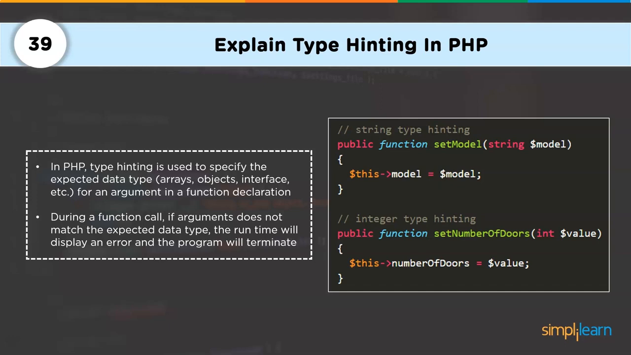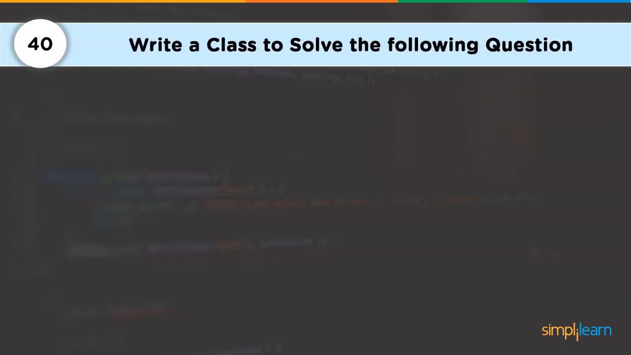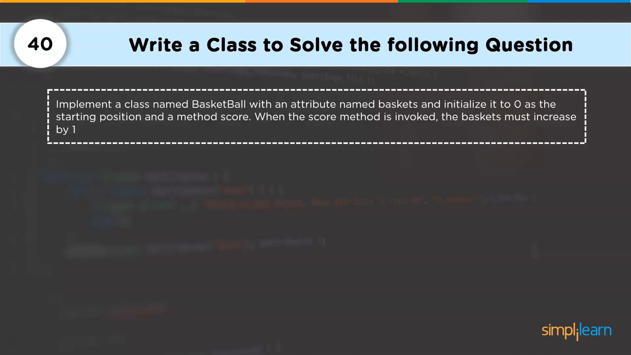So moving on to our final question of this video, write a class. So yes, this is a kind of assignment for you guys. So what you need to do is write a class to solve the following question which I'm going to say. So implement a class named basketball. We all like basketball, right? So implement a class named basketball with an attribute named baskets. So you have to create an attribute named baskets and initialize it to 0 as the starting position, and then create a method named score. Now when the score method is invoked, the baskets must increase by 1. So let's see the solution now.